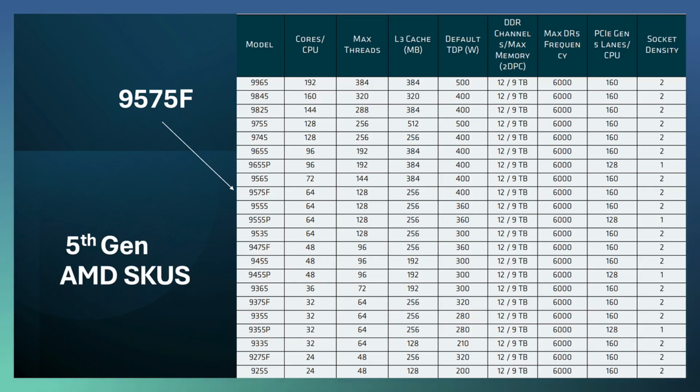There are many 5th Gen AMD SKUs. The one I pointed out here is the 9575F. The F means high frequency. It's a pretty good processor for a wide variety of CAE and CFD codes. It's got a lot of cache. So this is the one that we chose to benchmark today.